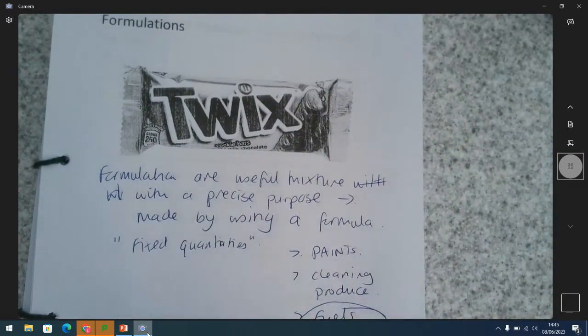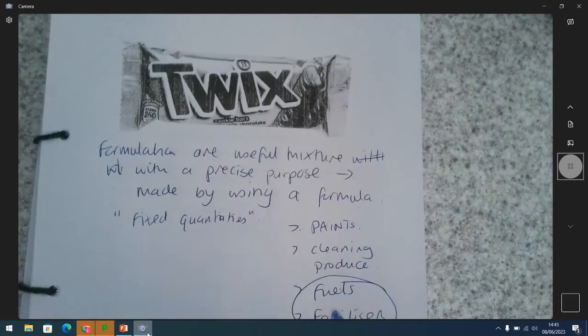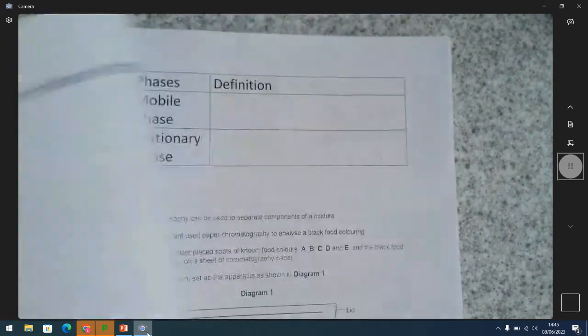You can also see that it links to fuels, which is a paper 2 topic, and also fertilizers, which links to NPK fertilizers. So it's just being mindful that formulations can then link to other topics.